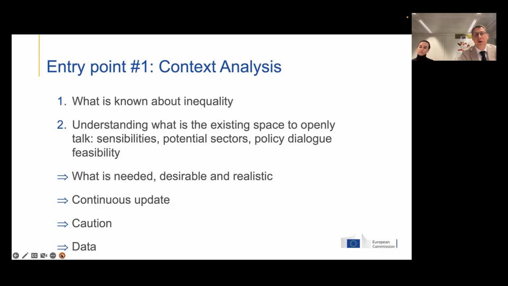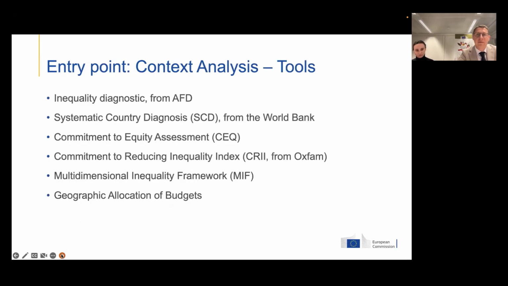Obviously, a collaborative approach to this context analysis is critical: collaborative within your delegations, and collaborative with the other partners and as many stakeholders as we can work with in the country. There are tools to carry out this context analysis. A number of these tools will be brought back to you on day 5 when we go through the inequality marker. Obviously, these tools are also listed in your reference document you can access.